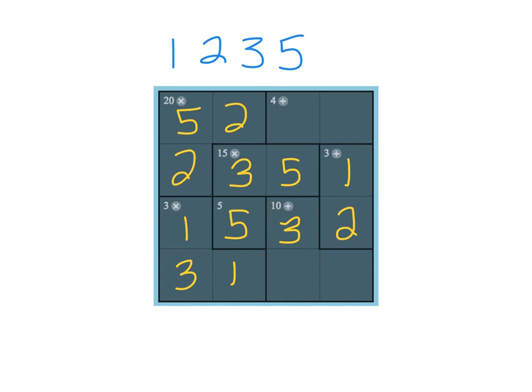Now to finish filling in this cage of 3, I know that these 3 numbers have to equal 10. So 10 minus 3, these 2 numbers have to equal 7. And based on my numbers, that's a 5 and a 2. Can't put the 5 there, so I'm going to put my 2 there and my 5 there. And then I can just finish up my puzzle. And that's it.